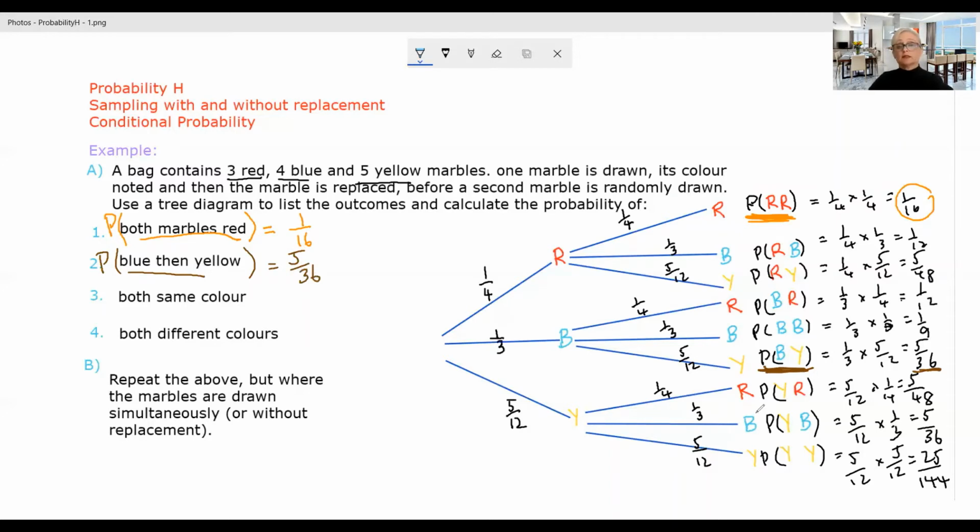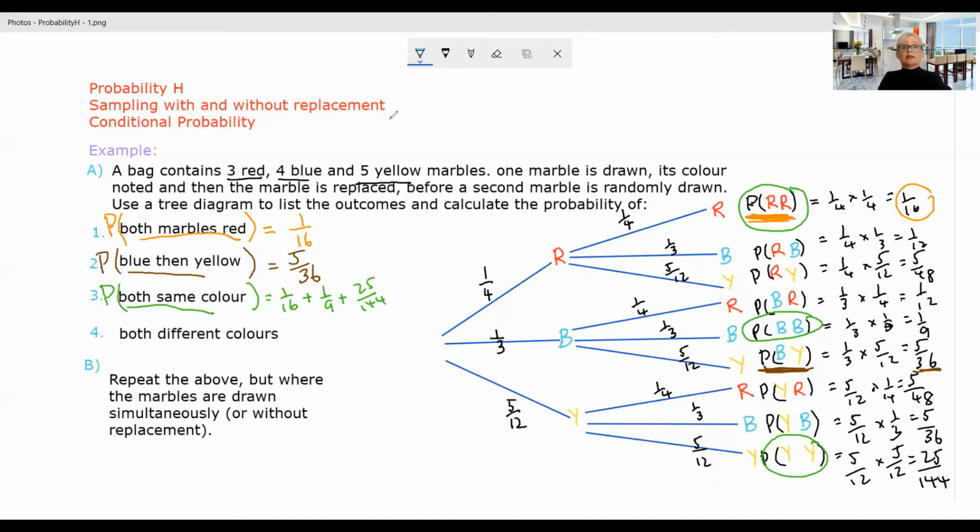Both the same colour. Now, both the same colour is going to encompass 3 different things. It's going to be either both red, both blue, or both yellow. So we're actually going to add up those 3. So it's going to be 1 on 16 plus 1 on 9 plus 25 on 144. We're going to put them all over 144 and come up with a fraction. I'm not going to do that right at the moment because that's going to be a bit of a mess.